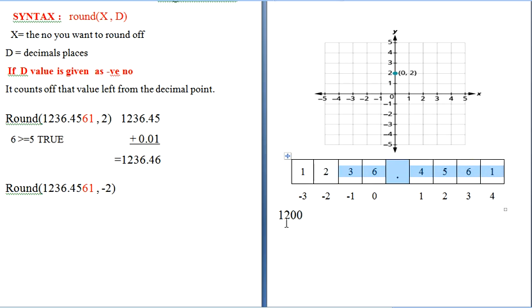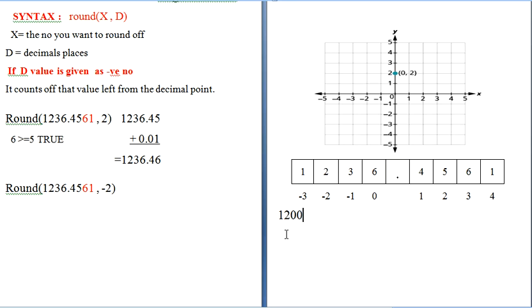36.4561, you should get the result as 1200. But this is not the actual result. This is only considered as the result of your round function. The actual result will be generated after seeing the nearest bit position of your truncated value. That is nothing but 3.